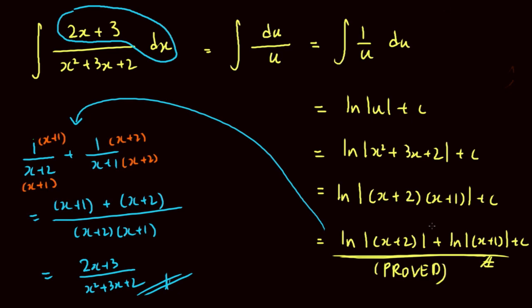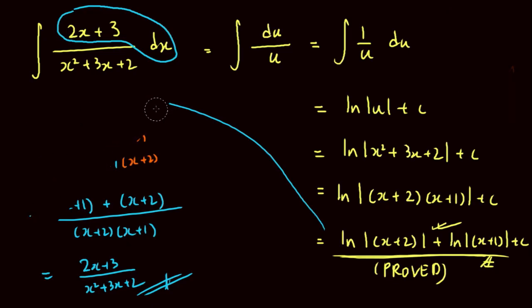Alright, so you can make your answer a little bit more tidy like this by using the simple logarithm rule that if you have ln of a times b, you can write it as just ln a plus ln b. That's a very cool thing to remember. Let's go to another question.